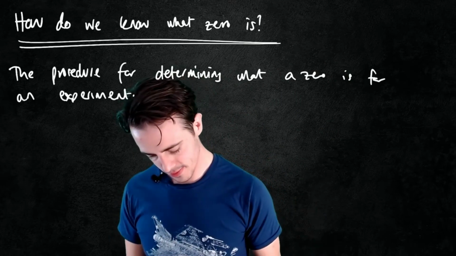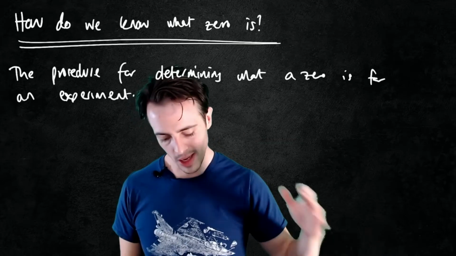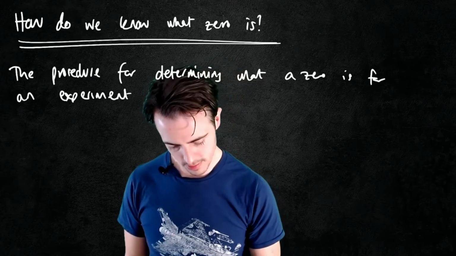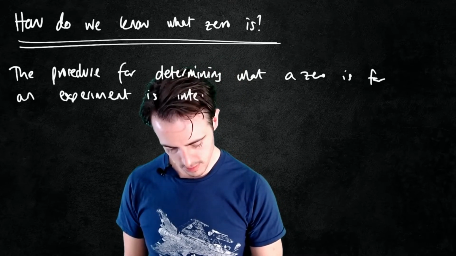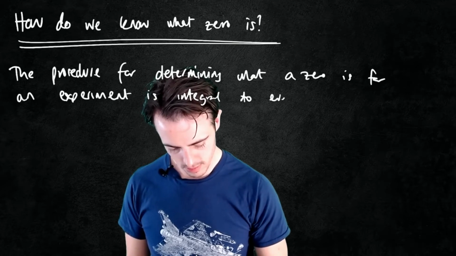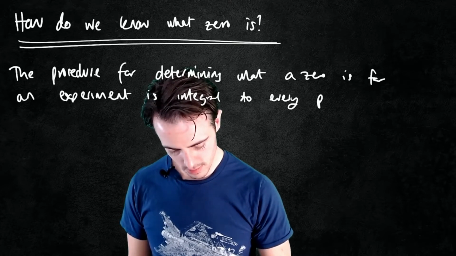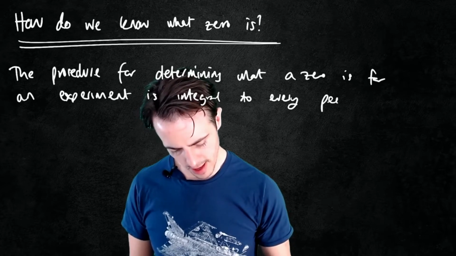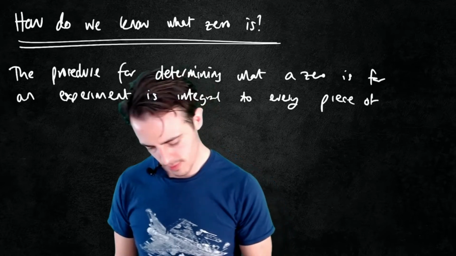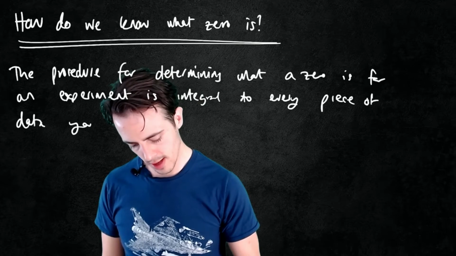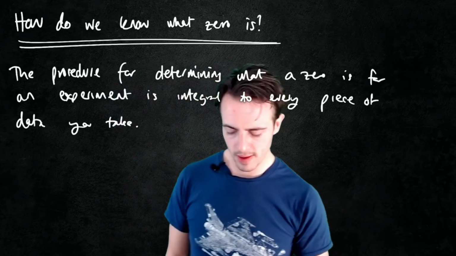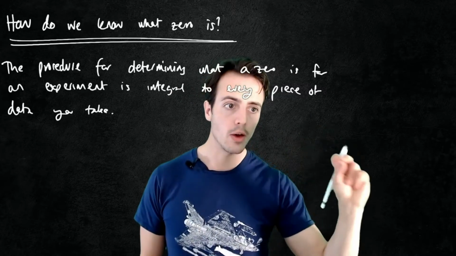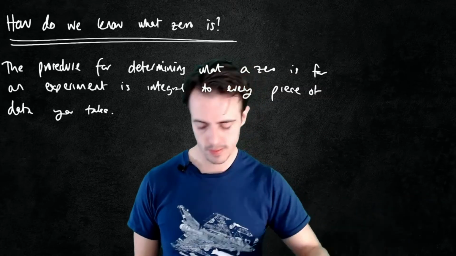Okay, thank you, love. So the procedure for determining what a 0 is for an experiment is integral to every piece of data that you take. What we do in an experiment is, at the very start and at the very end of the experiment, we take a measurement when we know the quantity that we're trying to measure should be 0.